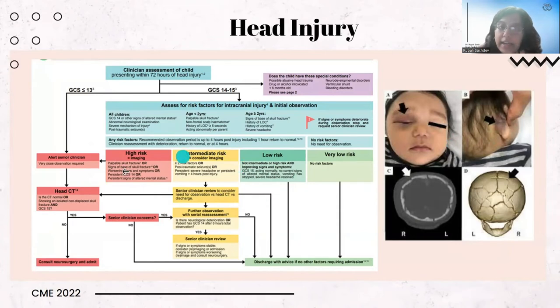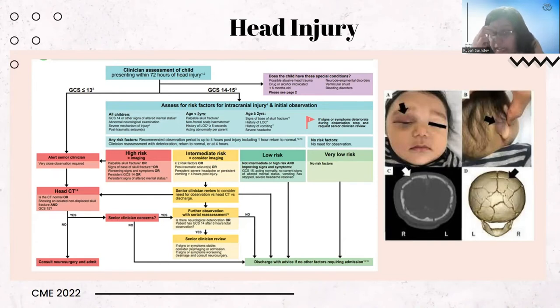So high risk, basically what you need to take away from the head injury topic is what is high risk? Skull fracture, signs of base of skull fracture, worsening signs and symptoms, deteriorating GCS. You have to immediately send them to a higher center or get senior clinicians involved.